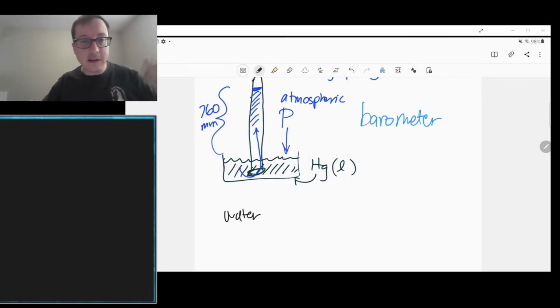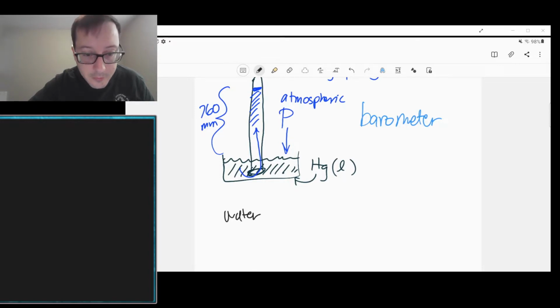And you know what? Let's go and look on Google because I am terrible at drawing these, and it'll just be easier for us to see here. So if we look at a barometer, let's look at a mercury one first.